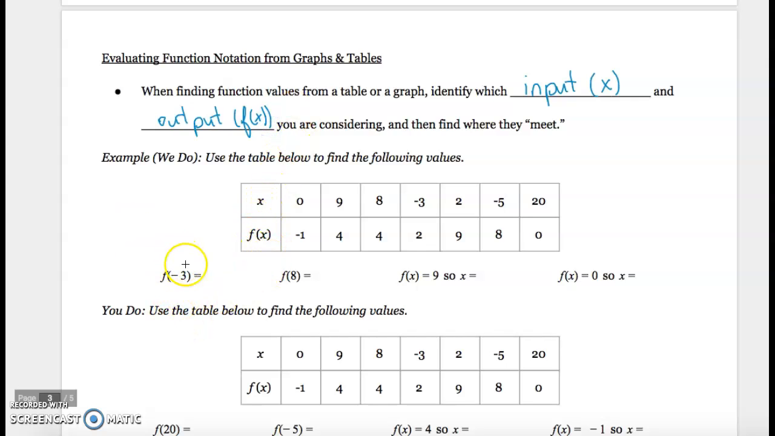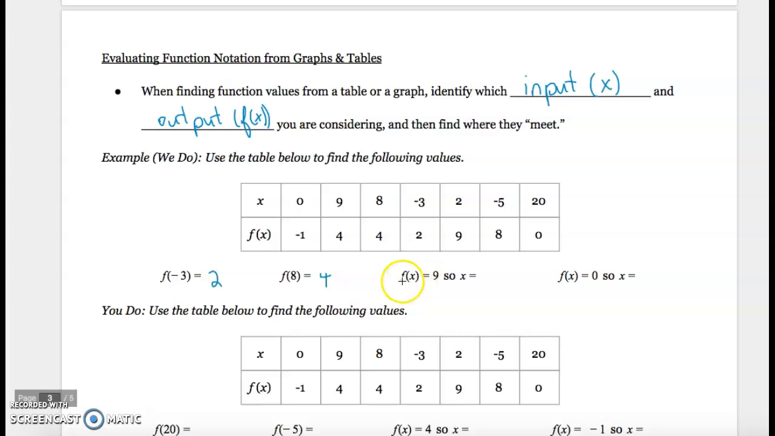So for example, if I'm going to use this table and I want to find f of -3, I have to find where my input is -3 and where my f of x is my output, where those meet. Those meet at 2, so f of -3 equals 2. All right, if I was going to do the same thing, f of 8, well, my input is 8, and my f of x, they meet at 4, right? 8 and f of x meet at 4.